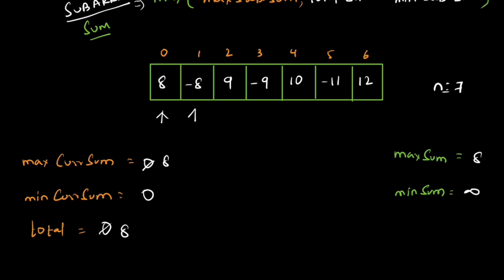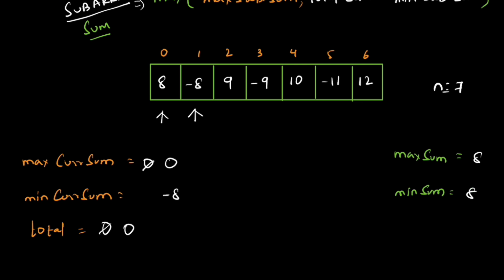Now, at index 1, the element is -8. So we'll add -8 to total, then it becomes 0. For current minimum sum, it will be -8. And for maximum current sum, it will be 0. Right. Now we'll check whether current maximum sum is greater than maximum sum. No. But current minimum sum is less than minimum sum. Yes, because -8 is less than infinity, right? So we'll update minimum sum to be -8.